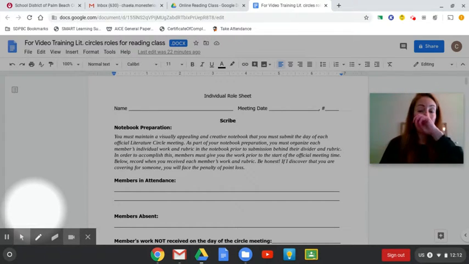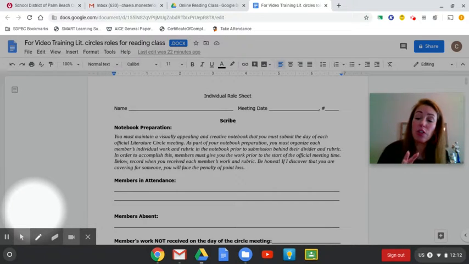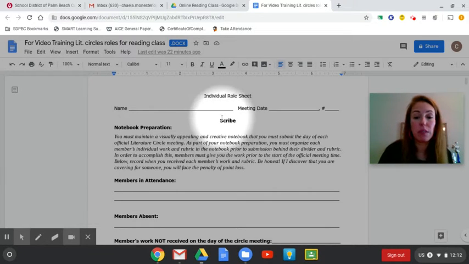Okay. Also, you are kind of like the organizer, so make sure that the binder stays organized and you help people with the organization of it. But you are also responsible for taking attendance on the meeting day. So make sure that you are honestly taking attendance.